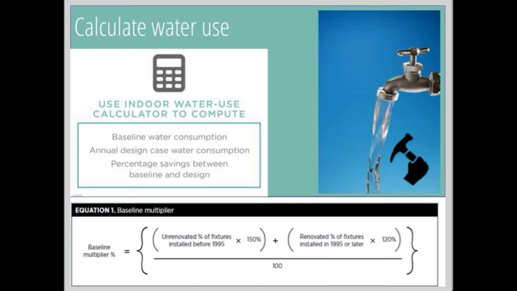Now that we know the requirements, let's look at how to implement Option 1. Step 1 is to determine the baseline. Projects should use the USGBC Indoor Water Use Calculator to determine baseline and the design or installed case water use. For buildings built before 1995 but renovated after initial occupancy in 1995 or later, projects should use Equation 1 to determine the baseline multiplier, a value between 120 and 150%. This could be a possible question.